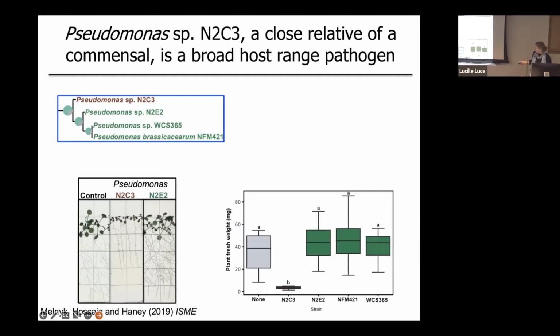So here's our N2C3 pathogen. And then these, under these conditions, actually don't promote growth super well because this is rich media, but they do cause changes in lateral root architecture.